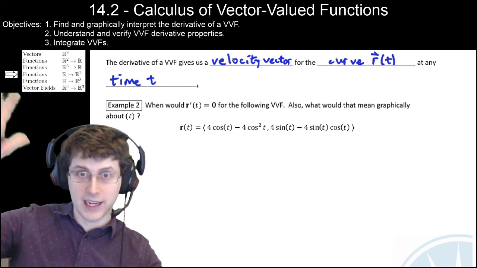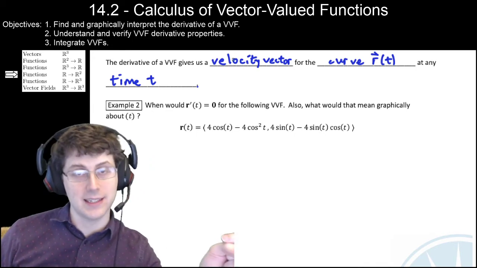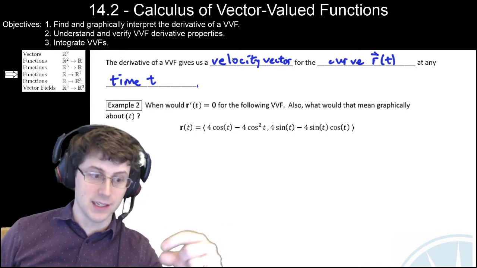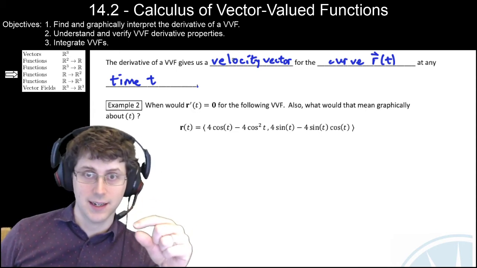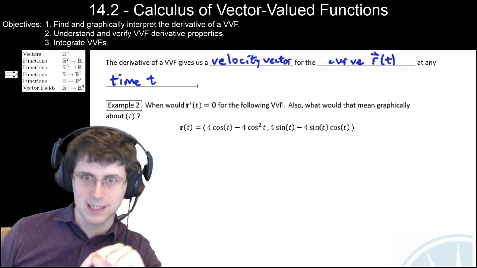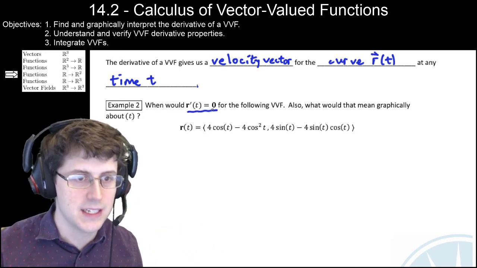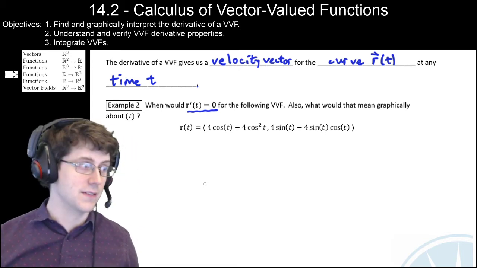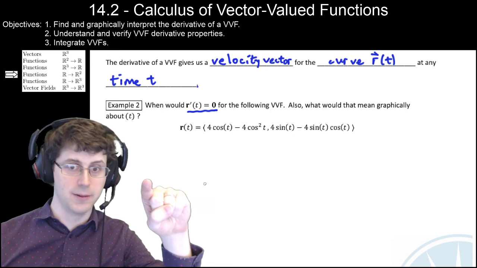If you get a huge vector that's really, really long, has a large magnitude, that means the curve is moving really fast at that point. If you get a really small vector, almost a 0 vector, then you know that the curve has slowed down a lot. In this next example, it asks when does r prime of t equal 0? That would mean that the curve is just taking a break, like it goes for a while and it slows down to a complete stop for a moment.